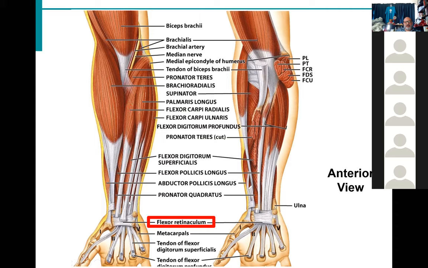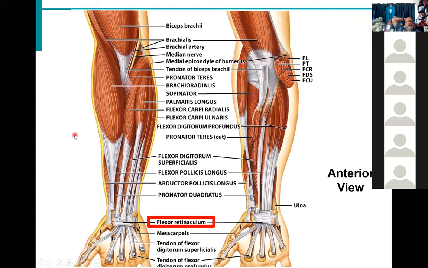Oh, and then again, here we have that nice flexor retinaculum, which we can see on the anterior side, which again stabilizes most of the tendons, but not the tendon of the palmaris longus. So that's the one that tends to stand out most prominently.